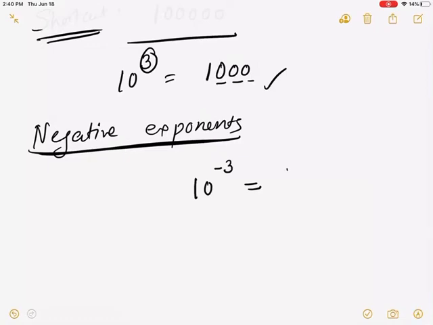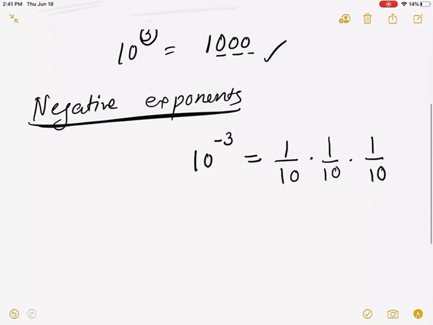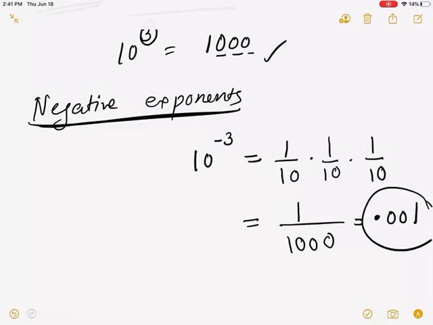So if I try expanding it first, it's going to be 1 over 10 times 1 over 10 times 1 over 10, and if I multiply these together straight across, it's going to be 1 over 1000, and if you put it in your calculator, your answer would be 0.001. Now I don't know if you notice a pattern here. Before, if it's a positive exponent, we were adding zeros after 1 to the right side. If it's negative, it's still the same thing. You're adding zeros, but on what side? It's going to be on the left side of 1.